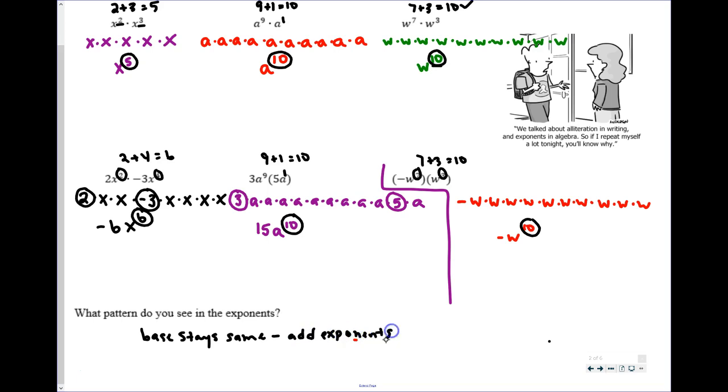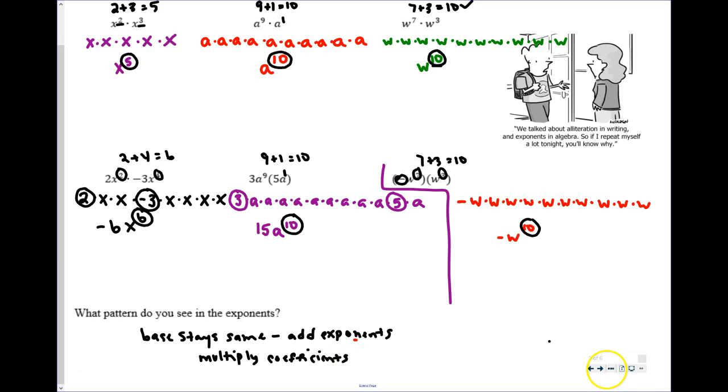Additionally, I'm also noticing that I do have to multiply those coefficients. Right? For these problems, I got 2 and -3, which gave me -6, 3 and 5, 15, and I had a -1 right here. Okay, so that's like a little extra additional thing that when we multiply these terms, we have to multiply the coefficients.